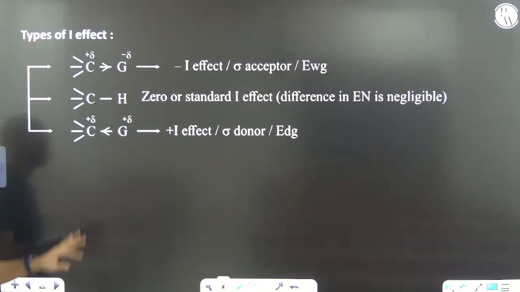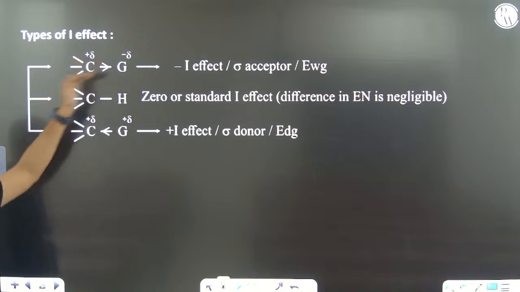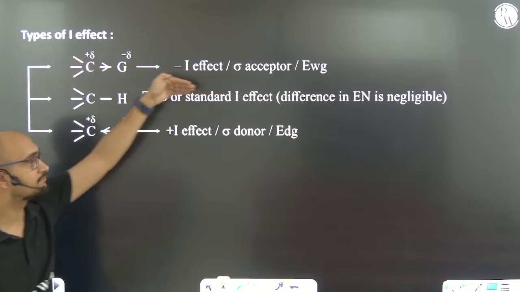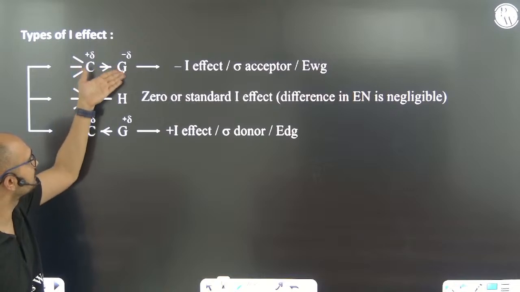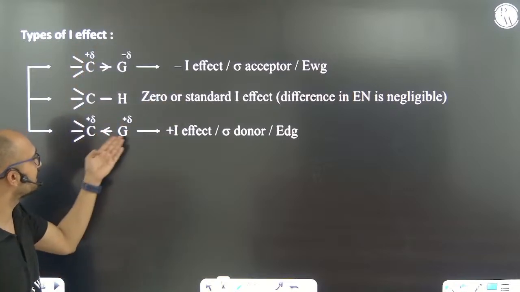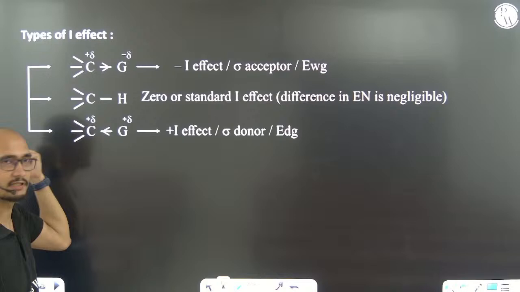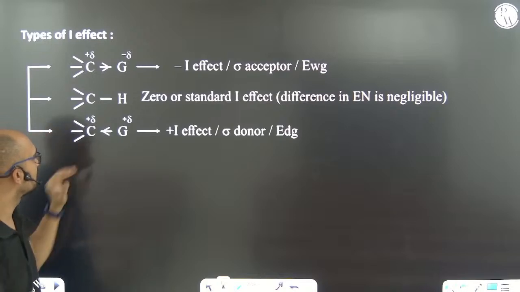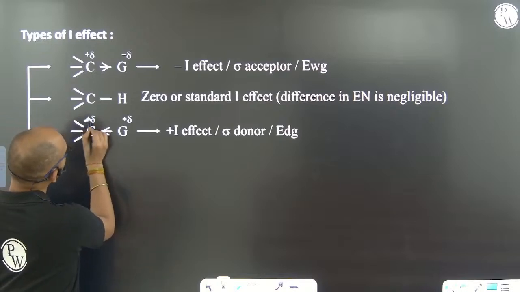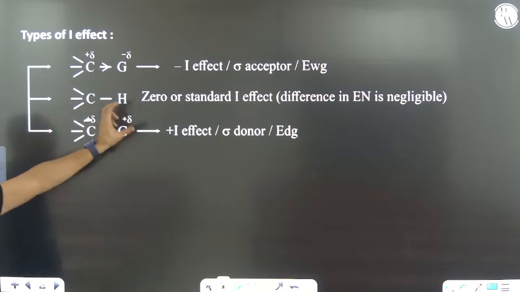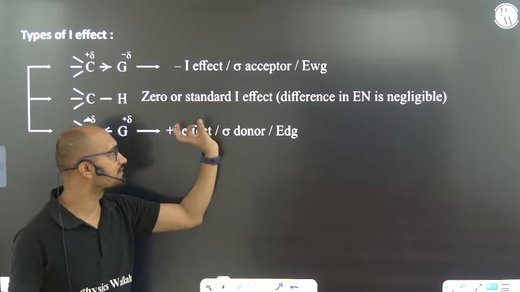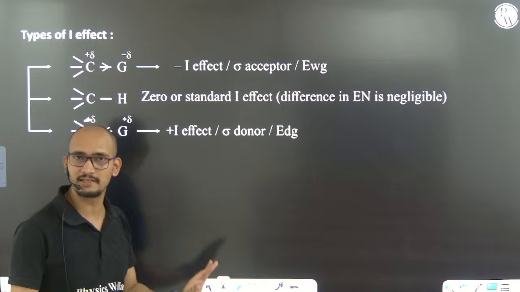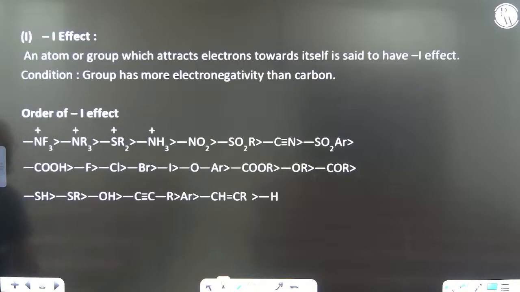Now types of I effect: plus I and minus I. It is minus I when the group is taking the electron towards itself, when G is more electronegative, while here G is less electronegative, so it will give electron density. Not a big deal. Delta negative or delta positive. CH is considered the standard for I effect, where we do not consider any electron displacement.